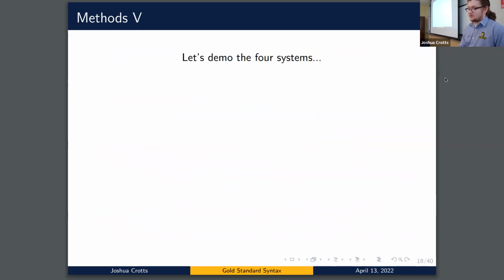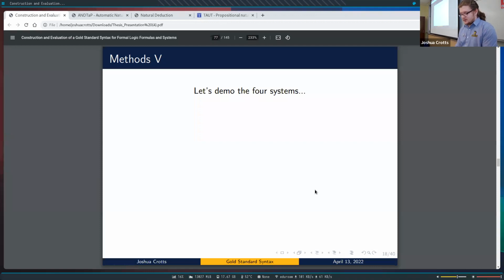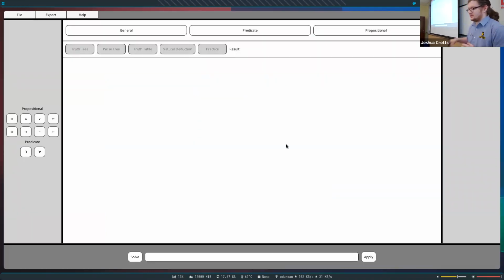All right, so now we're going to actually demo these 4 systems. First, let's demo Flat. So this is Flat. There are a lot of neat tools in here, but the one that we're going to care about is the natural deduction component. Let's just enter a simple proof. We'll do C or not D, not C, A implies D, therefore not A. This is pretty simple to solve. As we can see, it actually solves it with only 2 rules, which is pretty nice.